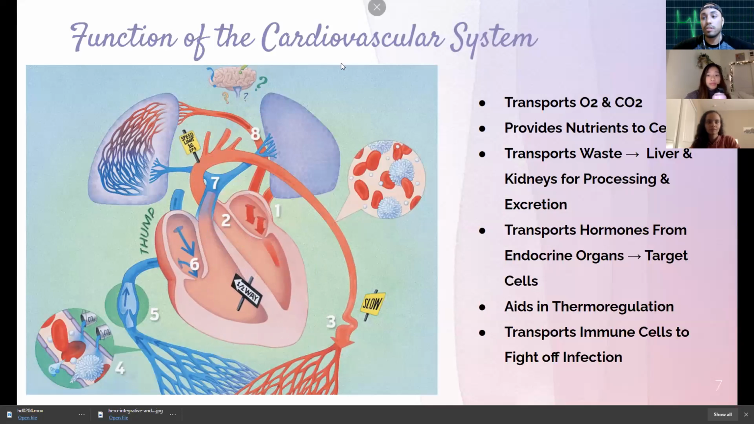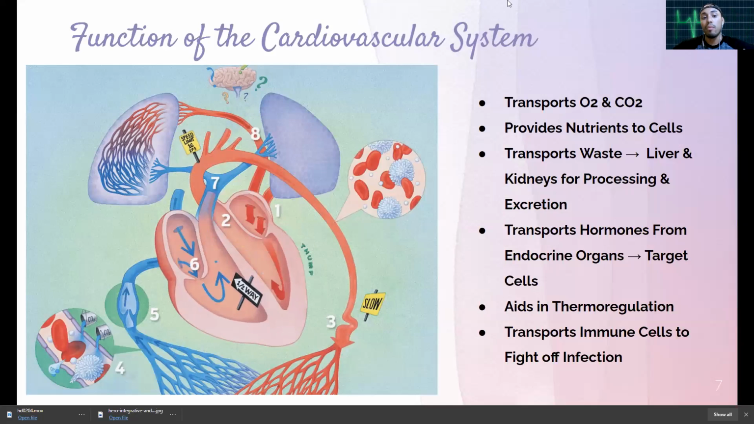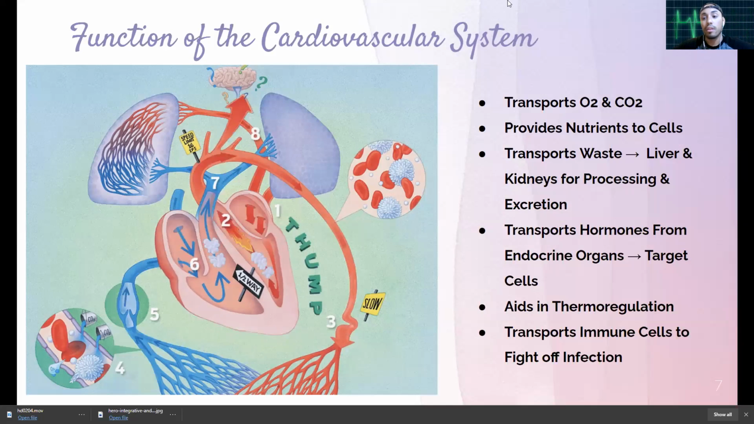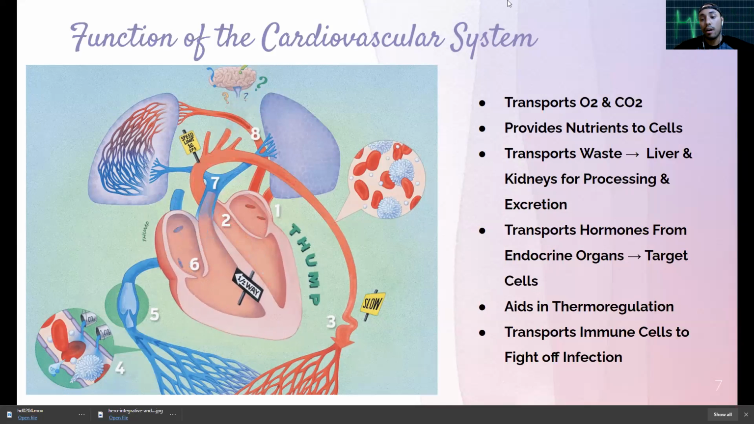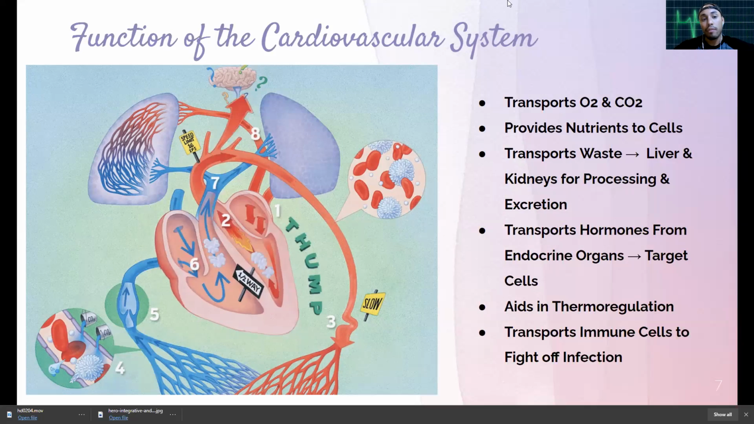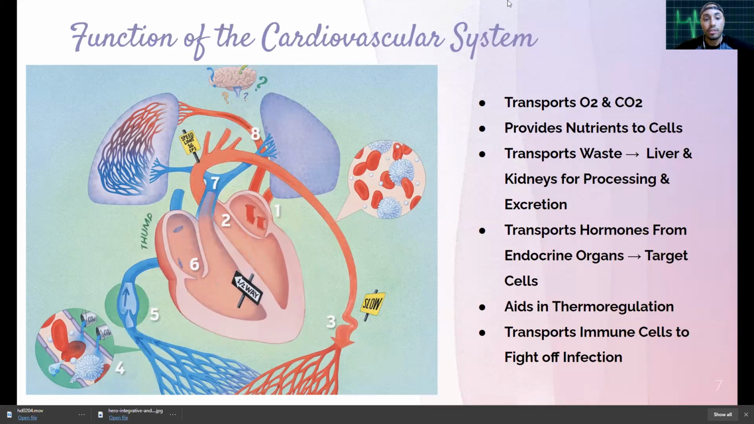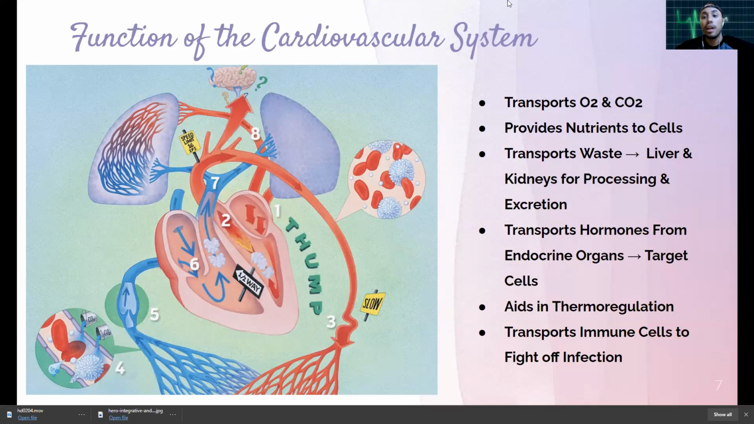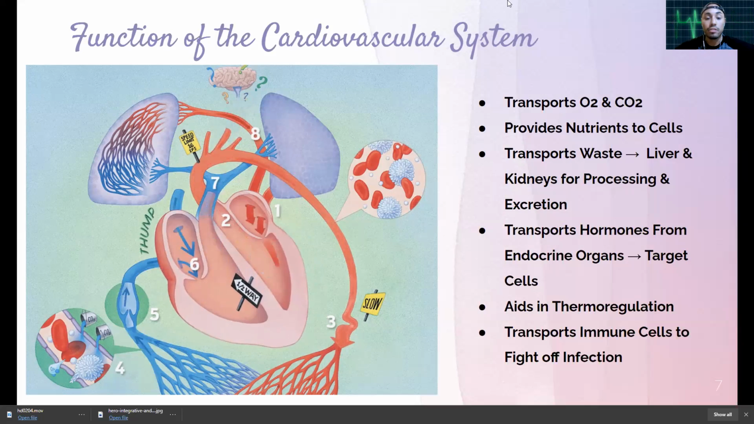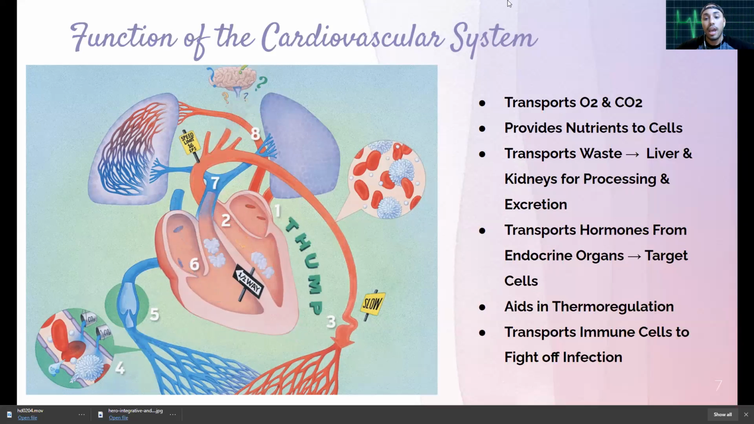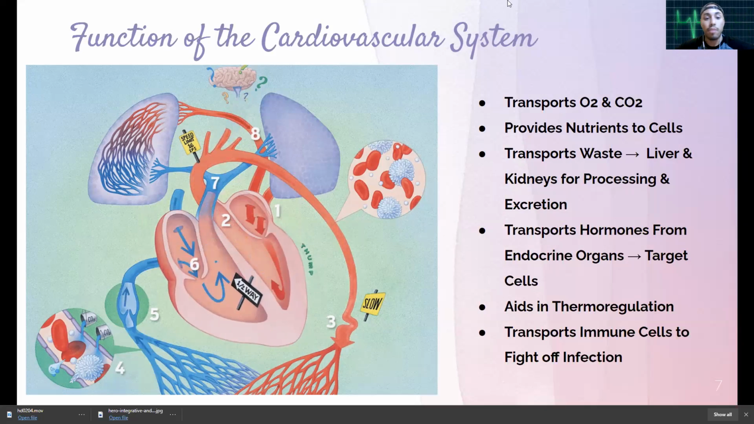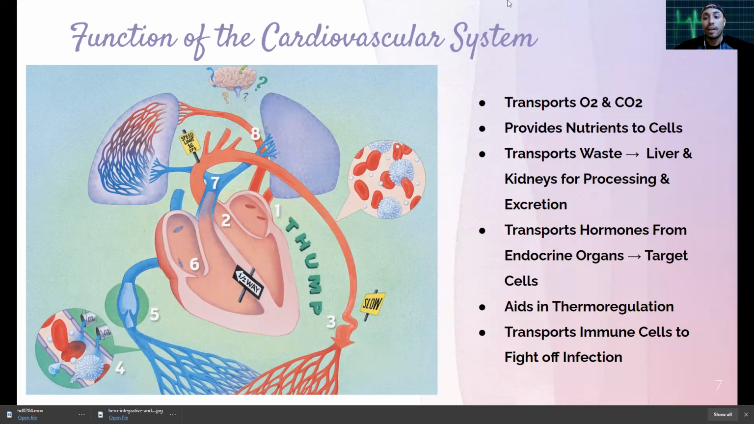So the functions of the cardiovascular system, essentially you just have to know what it does, what it helps with, what it contributes to. That way you're aware of how the cardiovascular system operates in general human physiology, how it transports things like O2 and CO2, the nutrients, the cells, everything around the body. That's the main function of the cardiovascular system, to keep things going, right? So it keeps our bodies functioning properly.